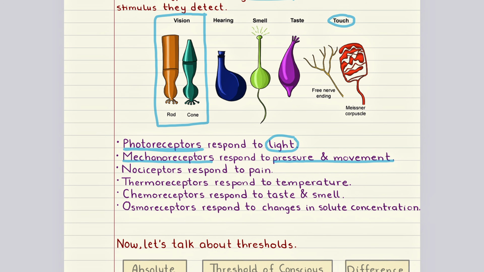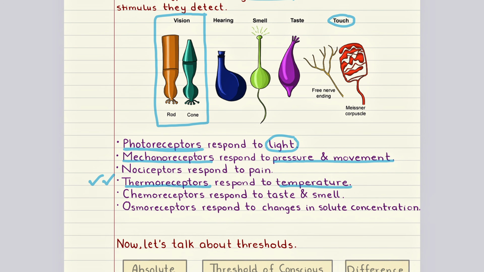The body also needs a way to keep track of temperature. If the environment becomes too hot or too cold, that information has to be detected and then communicated to the nervous system. Thermoreceptors do that job and make this possible. These receptors respond to an increase and decrease in temperature, and they help us monitor both our surroundings and the internal temperature of the body.